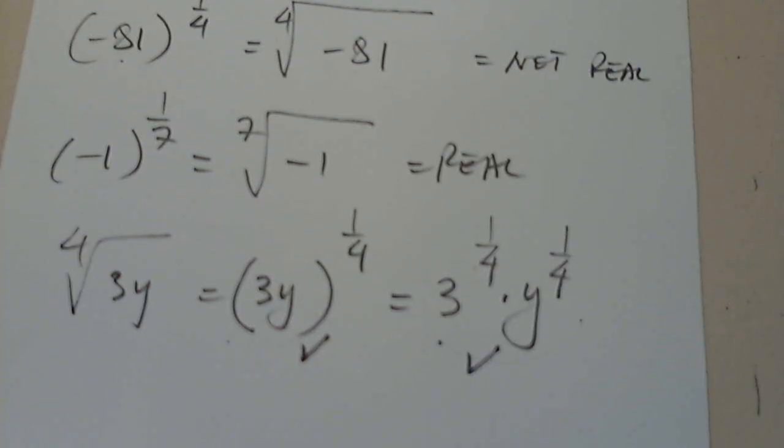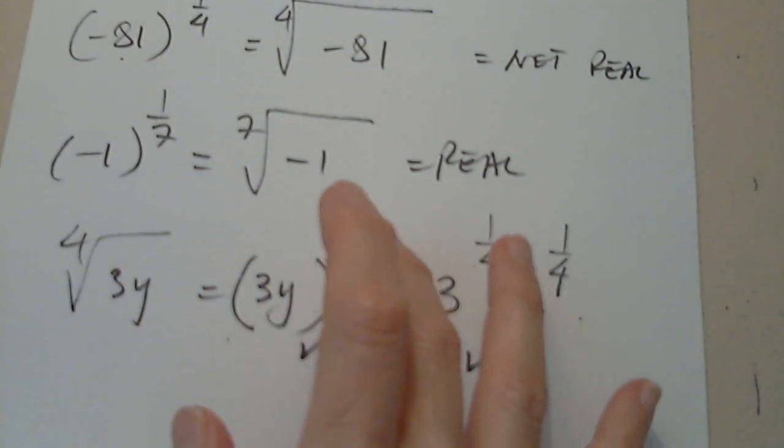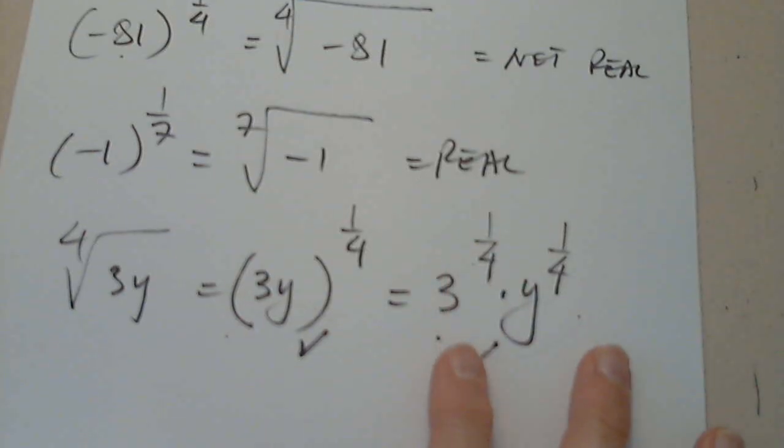So the fourth root of 3y is 3y in parentheses, the whole thing raised to 1/4. So 3 to the 1/4 times y to the 1/4. Is this clear?